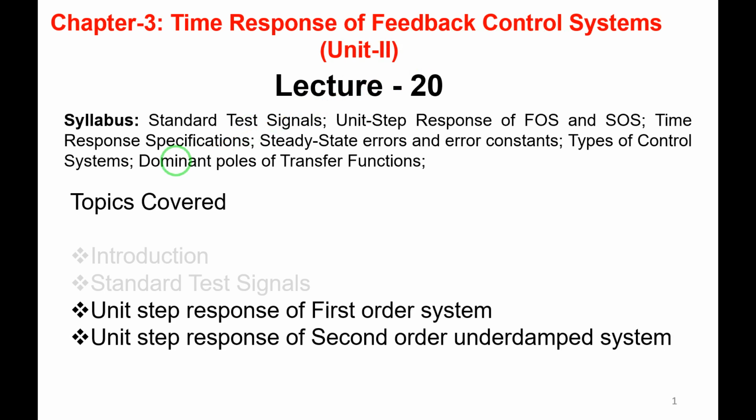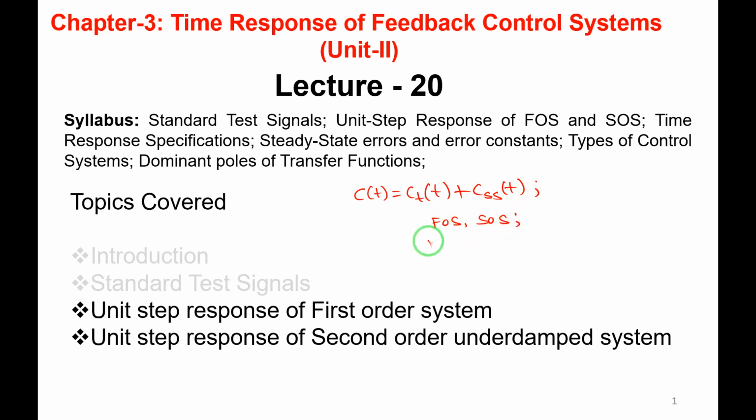And the time response of the system is divided into two parts: C of t is equal to Ct of t plus Css of t. This we have seen, right? The time response C of t is equal to Ct of t, the transient response of the system, plus the steady state response of the system. The system can be either a first order system or a second order system. That also we have seen.